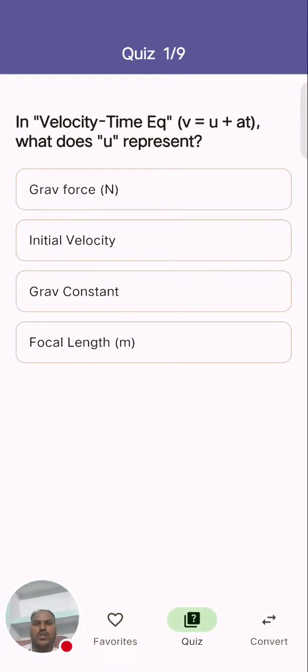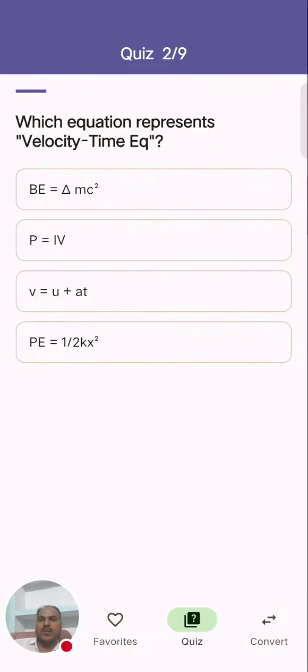Now let's do the cues in the kinematics. First question for you: in velocity time equation V equal to U plus AT, what does U represent? Gravitational constant, focal length, gravitational force, or initial velocity? So U stands for initial velocity.